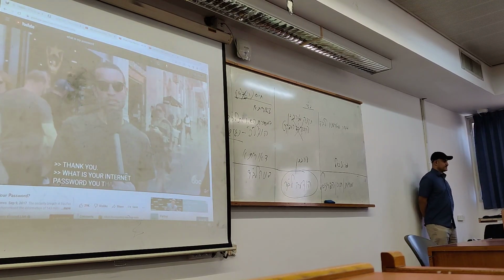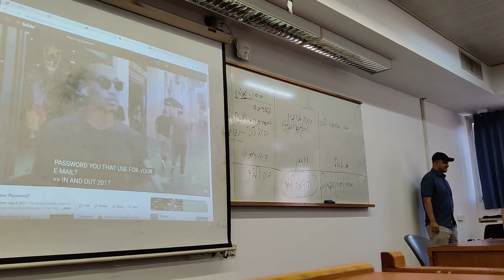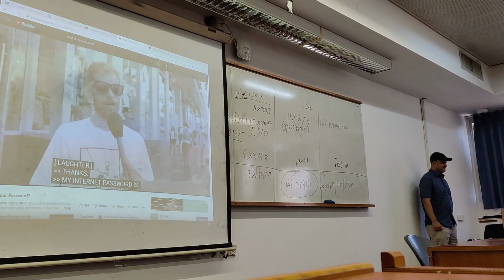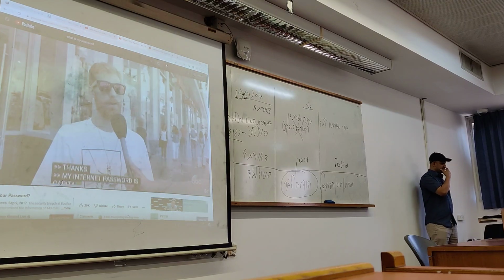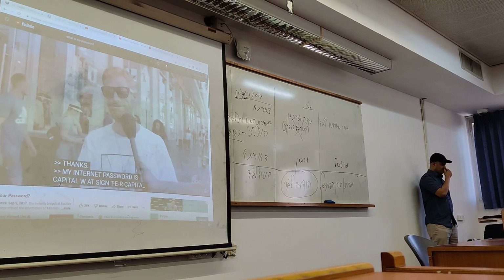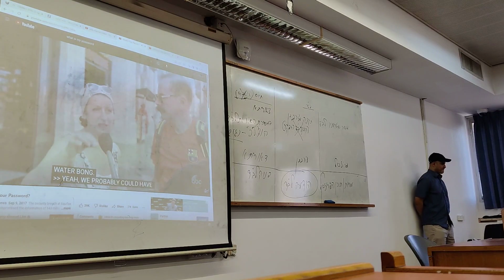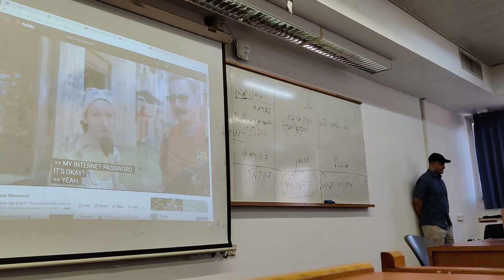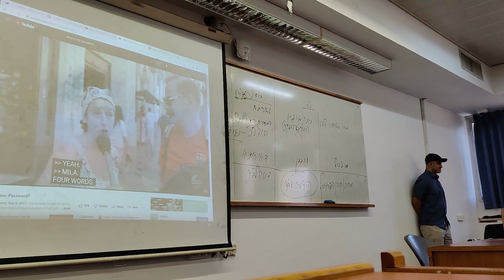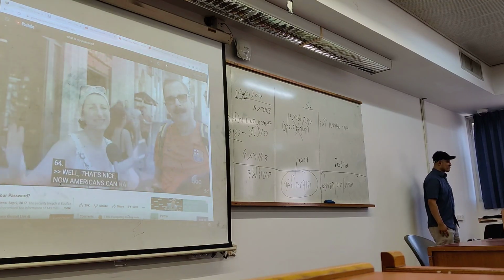In and out, 2017. My internet password is capital W @ TER capital B 0 NG, water bomb. Mine is Mila, MILR64. Well, that's nice. Now Americans can hack into a Russian website. No, that'll be fun.